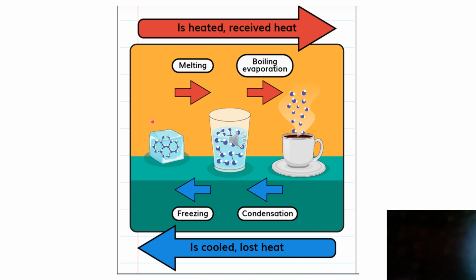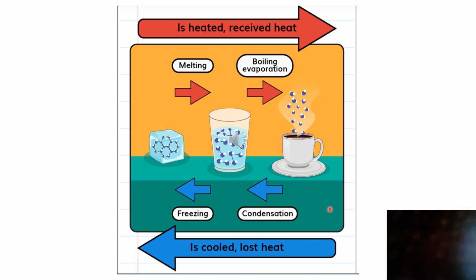The first process is the melting process. In the melting process, ice, which is in solid state, changes into water when it is heated or receives heat. Next, the boiling process or evaporation process. In the boiling or evaporation process, water changes to water vapor when it is heated or receives heat.